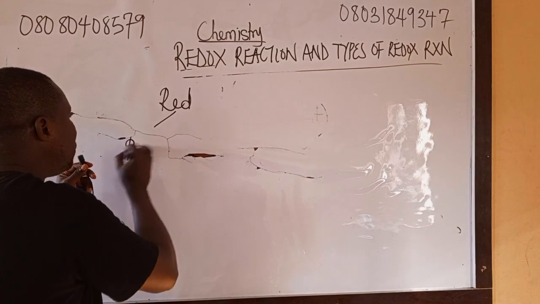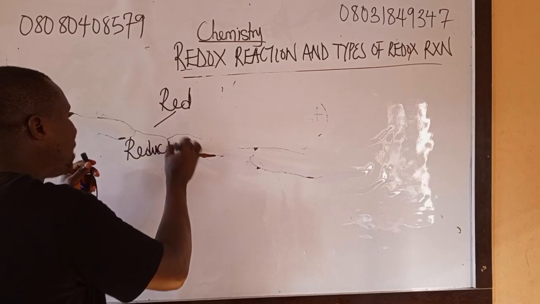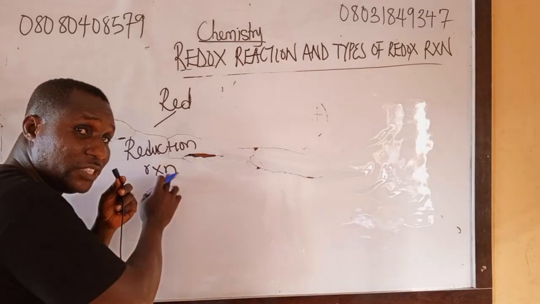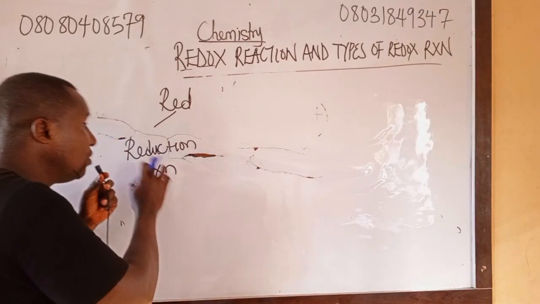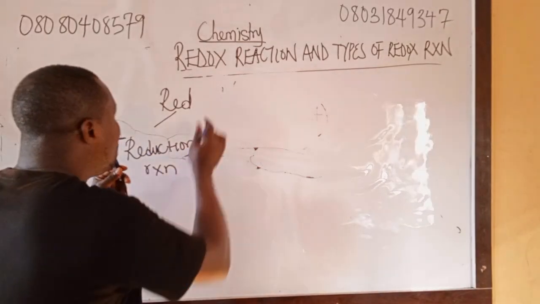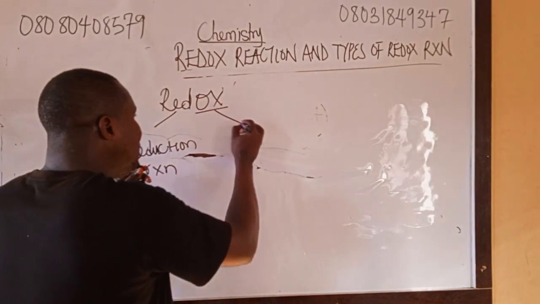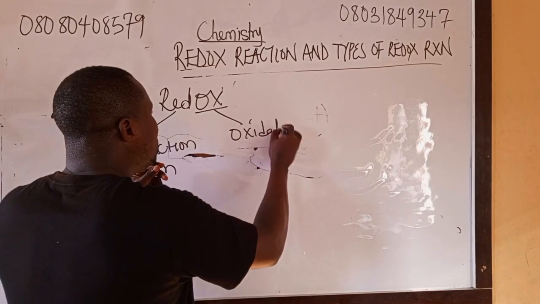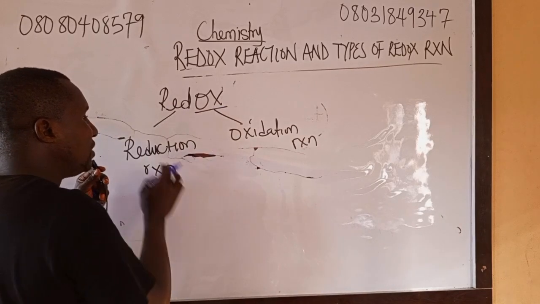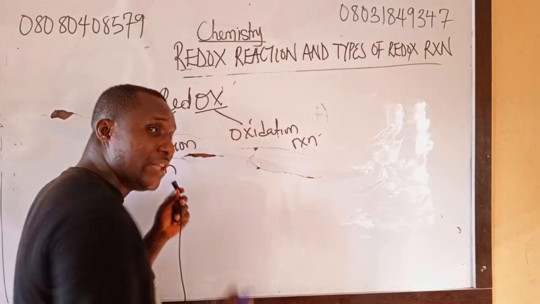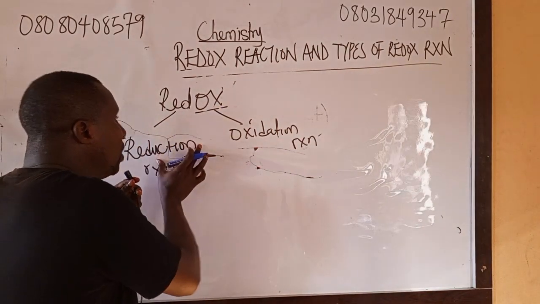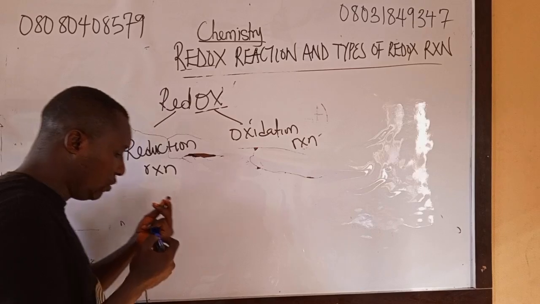RED means reduction reaction. This "RXN" is the abbreviation of reaction. RED means reduction reaction. OX means oxidation reaction. Then redox reaction simply means reduction oxidation reaction. Take note of that. Redox reaction simply means reduction oxidation reaction.